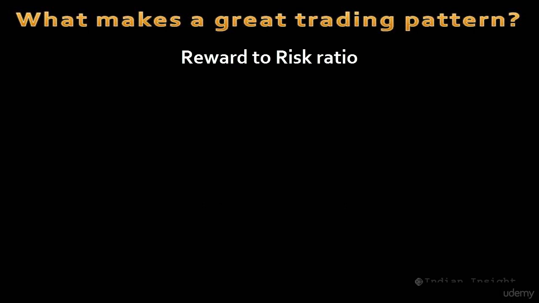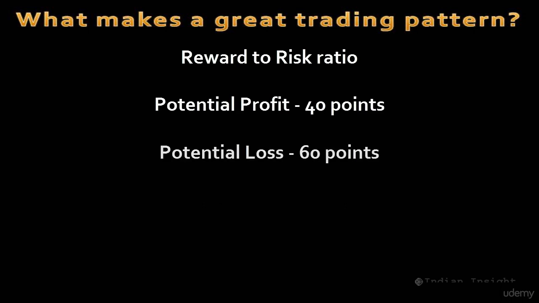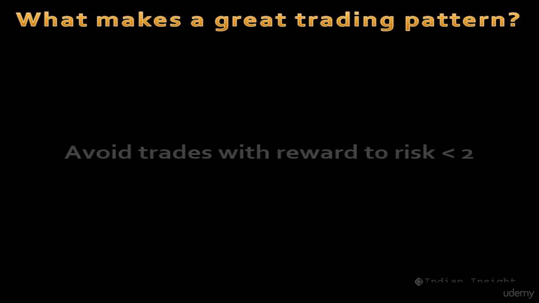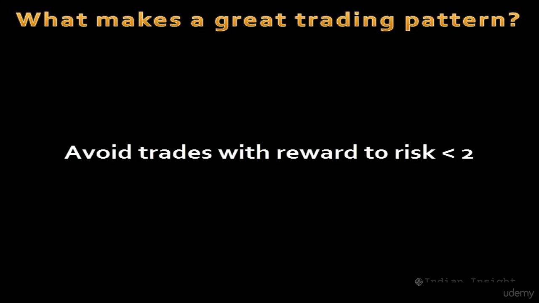On the other hand, if a trade can potentially give you 40 points profit, but if you lose, you might lose 60 points, then the reward to risk ratio is pretty low and you are better off avoiding such trades. Ideally, we would recommend not executing trades where the reward to risk is less than 2. It's better if the reward to risk is slightly higher, say around 2.5 or 3.